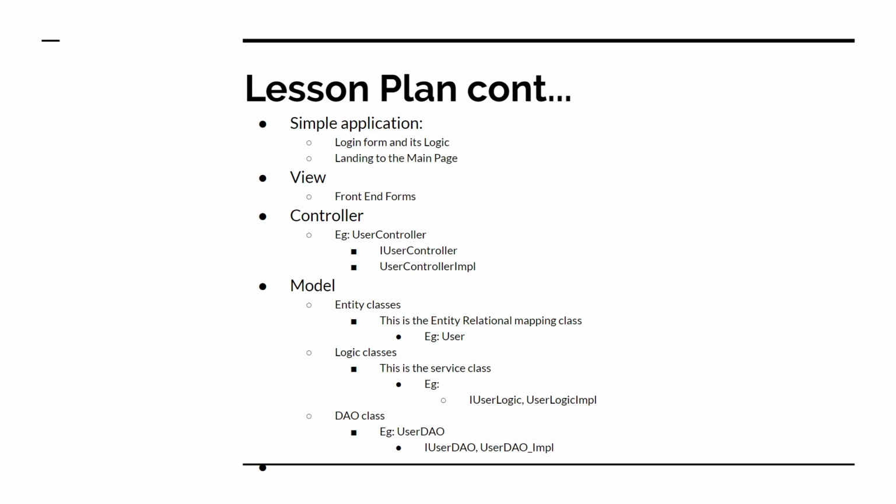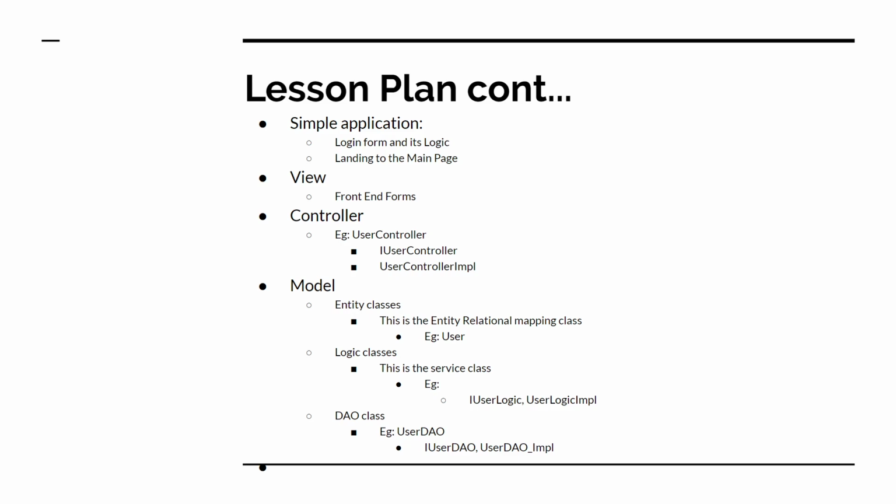And then the model. Basically I will be having 3 projects: the view project, the controller project, and the model project. The view project will be a Windows Forms, the controller and the model will be class libraries, and in the model I will be having my entity classes, especially entity relationship mapping classes like user. For example, for the user table there will be a user class. Then the logic to manipulate the data.